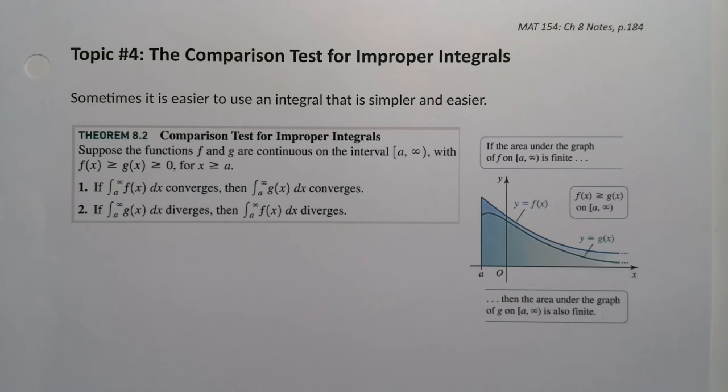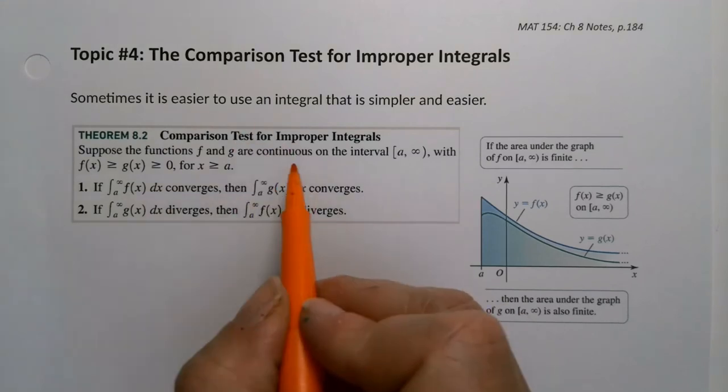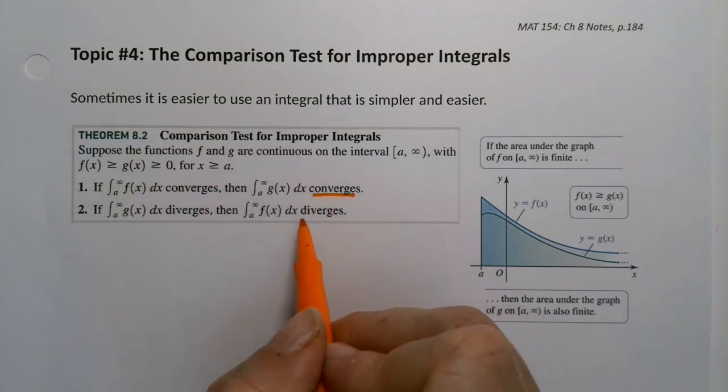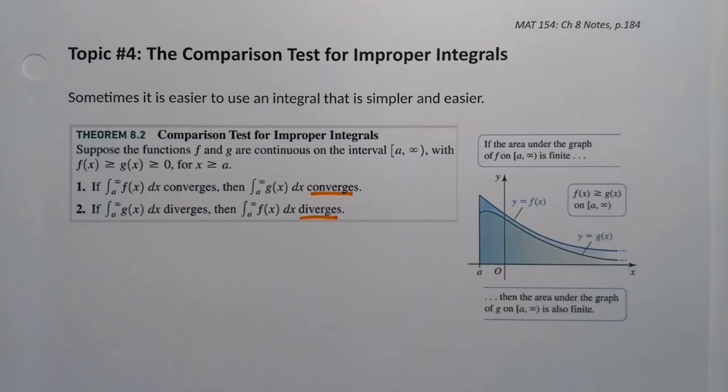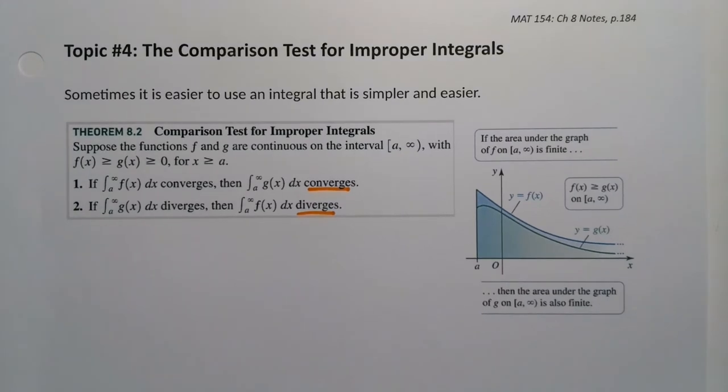All right, so it is sometimes easier and simpler to use the comparison test rather than doing all of the by-hand work for finding an improper integral. This is, of course, only if you're trying to prove convergence or divergence. That's it, right? This only proves whether it converges or diverges. It's not going to find the convergent value necessarily.